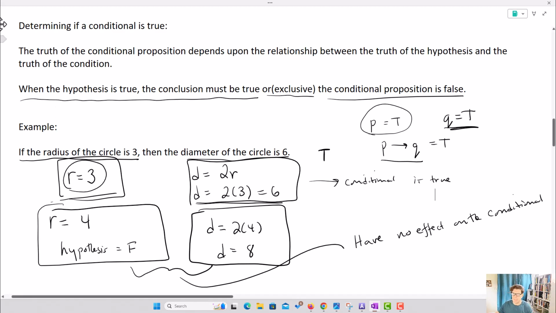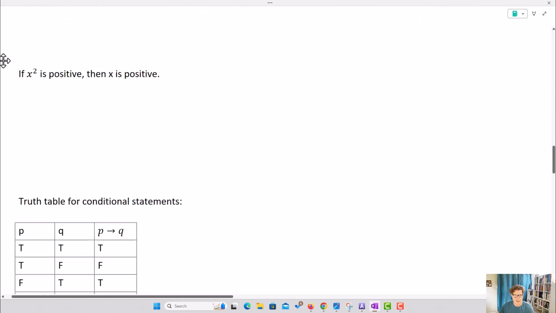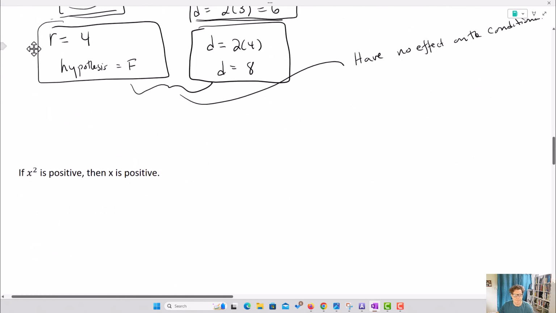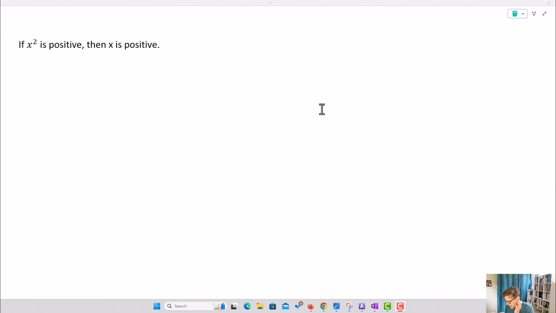Let's take a look at another example, hopefully to help make more sense of this. Let's say, for example, if x squared is positive, then x is positive. We could say that x squared equals 1, and then x equals 1. So in this case, x squared equals 1, the P, or my hypothesis, is true, and the conclusion here is also true. So in this particular instantiation, the hypothesis is true and the conclusion is true.